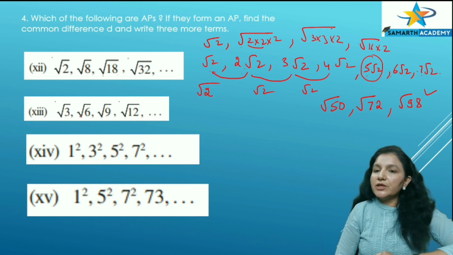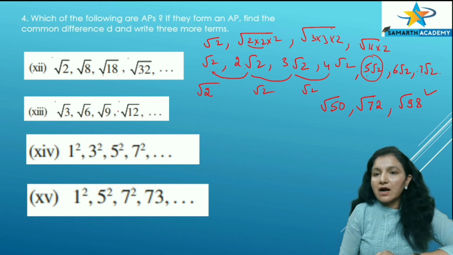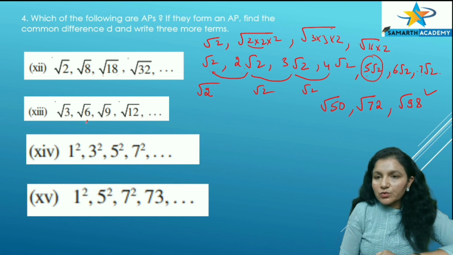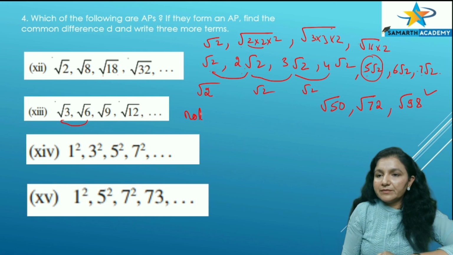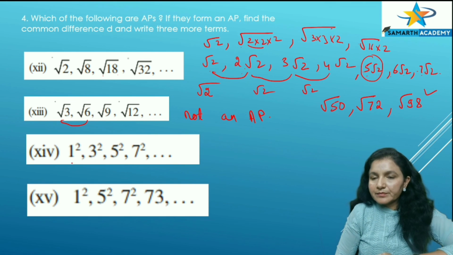Question 12. Root 3, root 6, root 9. I cannot subtract root 6 minus root 3. These are not like surds, so we cannot subtract. Not an AP. They don't have a common difference, so it's not an AP.